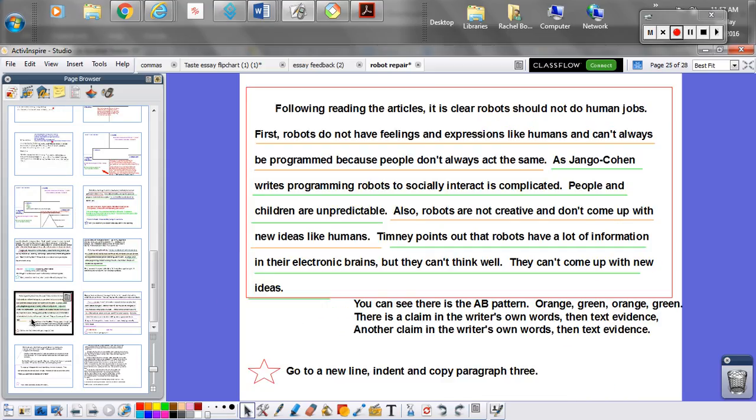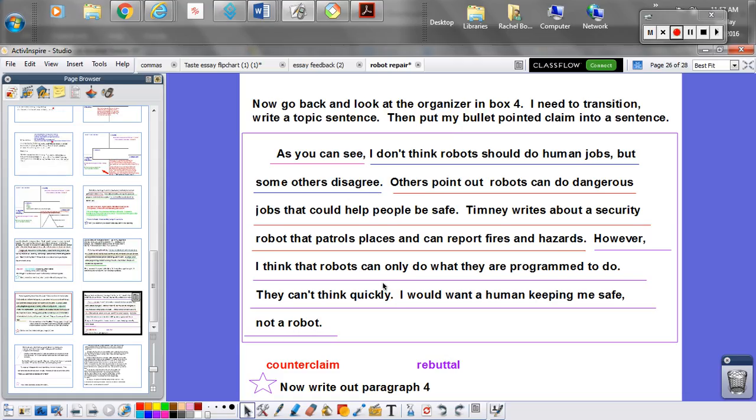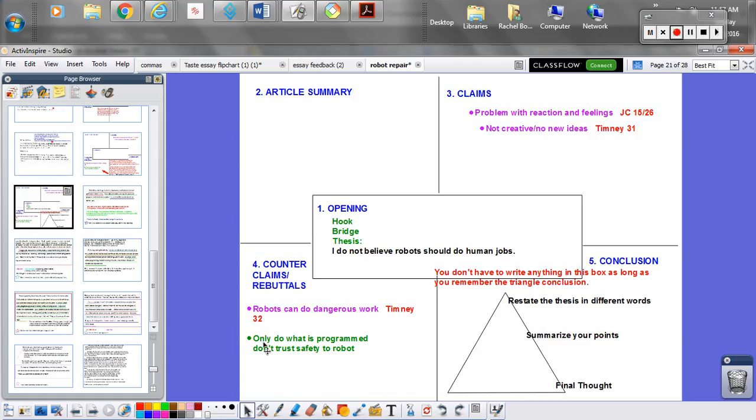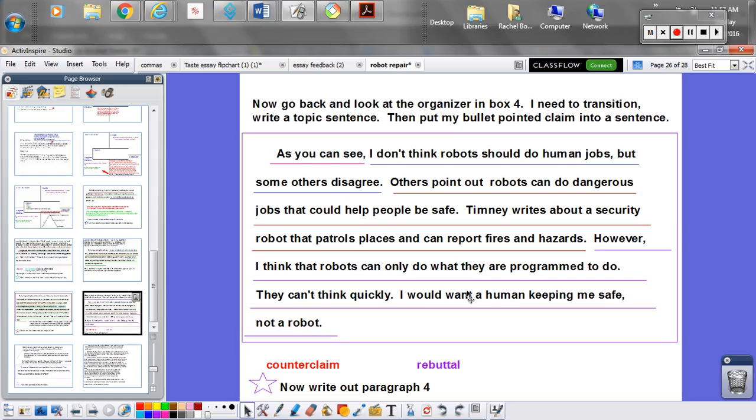The next thing is that I need to put my rebuttal. And this is the answer, my argument back against this. And where am I getting it? Again, my idea is here: only do what is programmed, don't trust safety to robots. So I put those ideas in my own words.